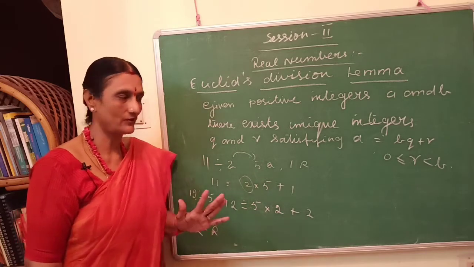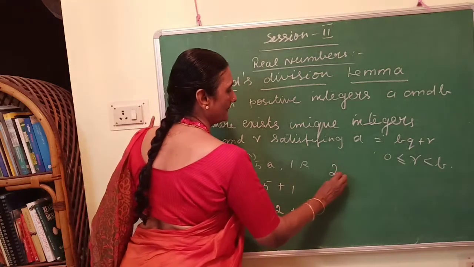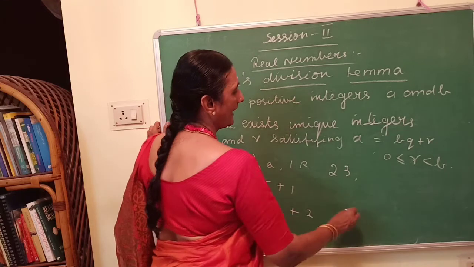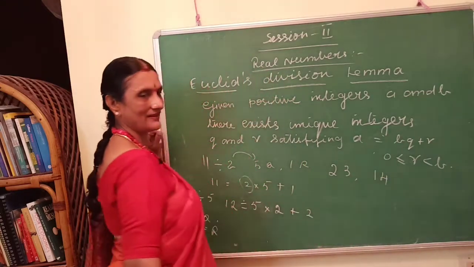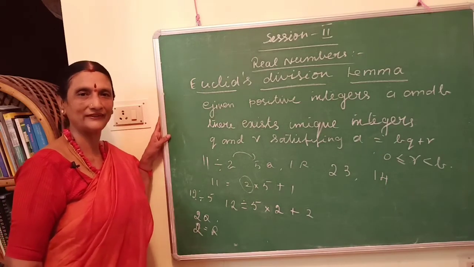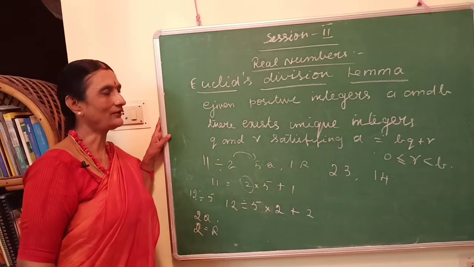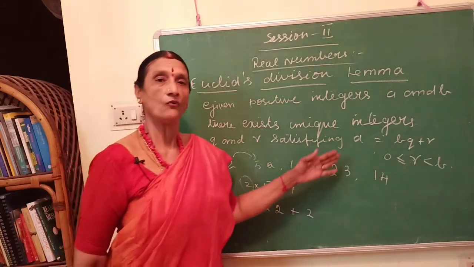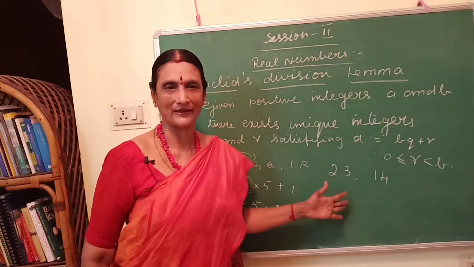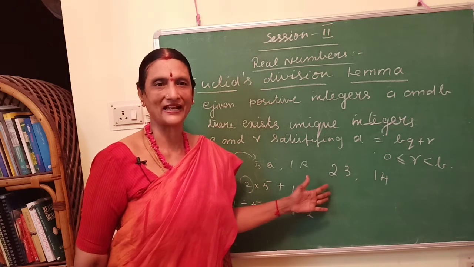Okay. Now a small drill. I want all of you to try this. Try the numbers 23 and 14 in this format. I'll give you some time to think. I want the number 23 to be written in this format, and 14 to be written in this format. Come on, 2 minutes time I'll give you.